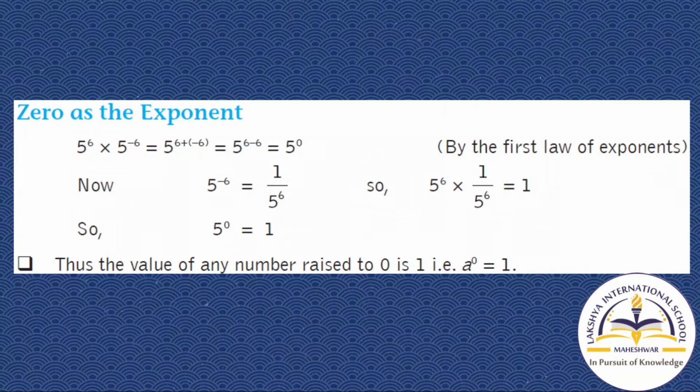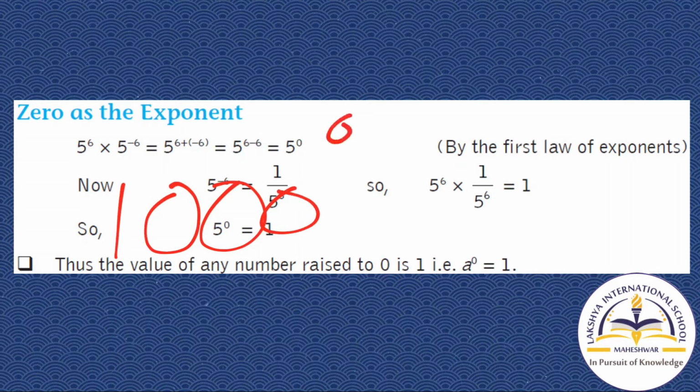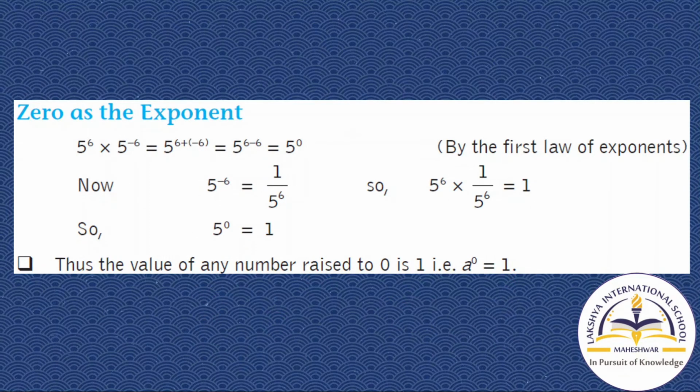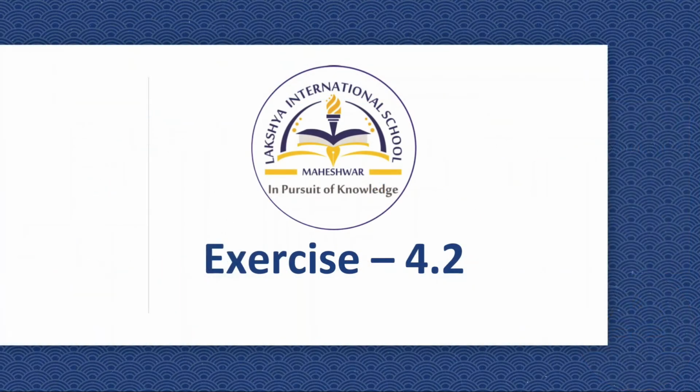If any number has power 0, suppose we have number 1000 and it has power 0, the answer will be 1. If we have number 80 and it has power 0, we have answer 1. Now on the basis of this concept, we will solve exercise number 4.2.